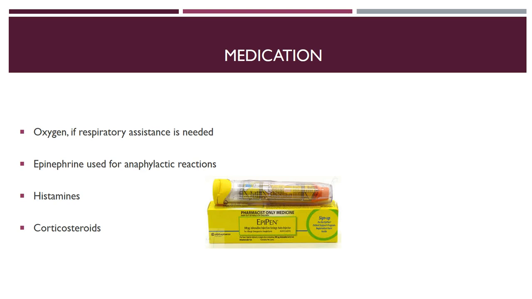Medication that you can actually take. So oxygen if respiratory assistance is needed. Again, remember your ABCs: airway, breathing, and circulation. If your patient is truly having an anaphylactic reaction, then their throat will swell, their tongue swells, everything seems to swell, and then you need some sort of oral airway. Epinephrine is used for anaphylactic reactions. You can also use histamines like Benadryl. There's several over-the-counter things that you can use that will also help.